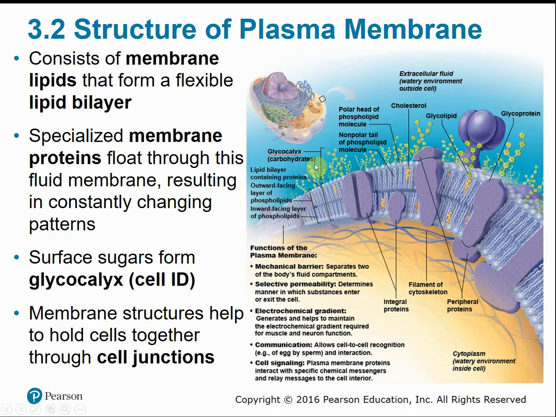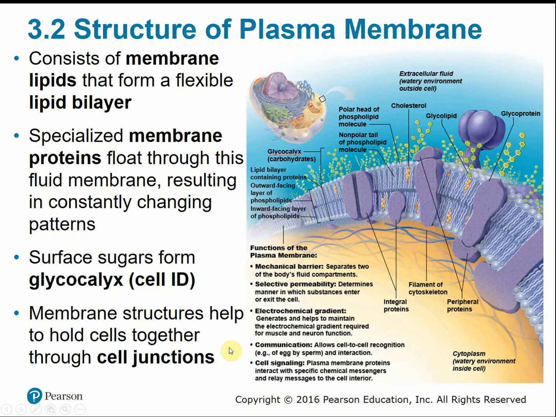There are also surface sugars on the surface of the cell called the glycocalyx, or the sugar case. So these function in cellular identification. So these are kind of like ID markers on the surface of a cell, so other cells are able to recognize it. Some other membrane structures can help to hold cells together and form tissues through special types of cell junctions.